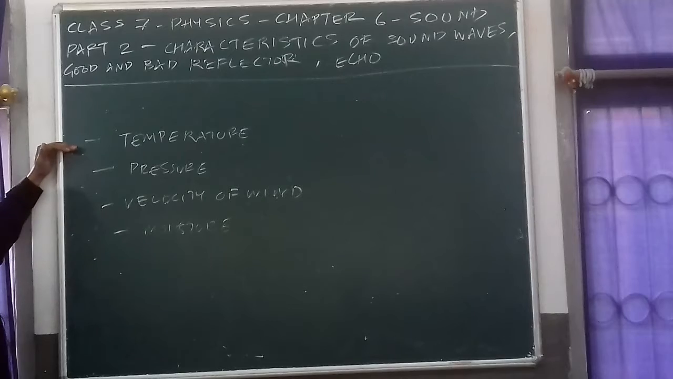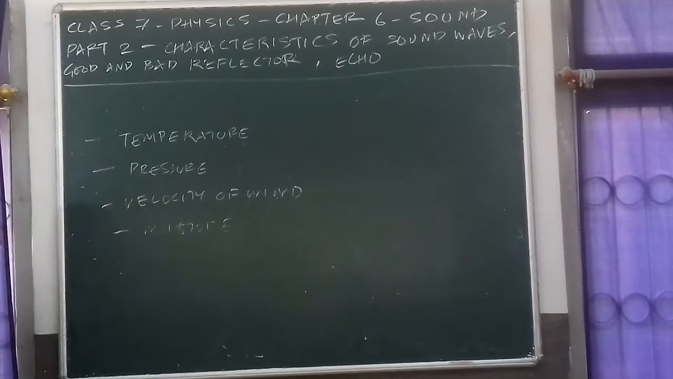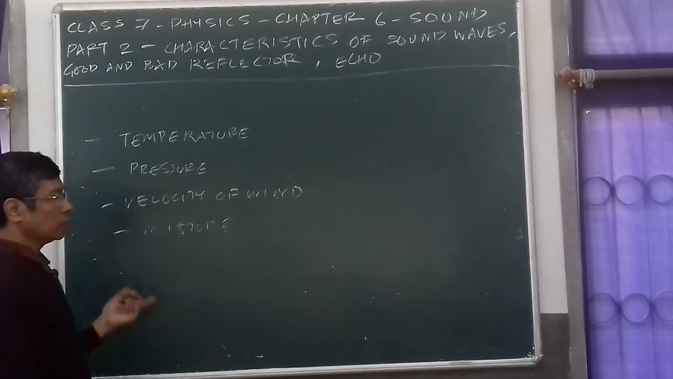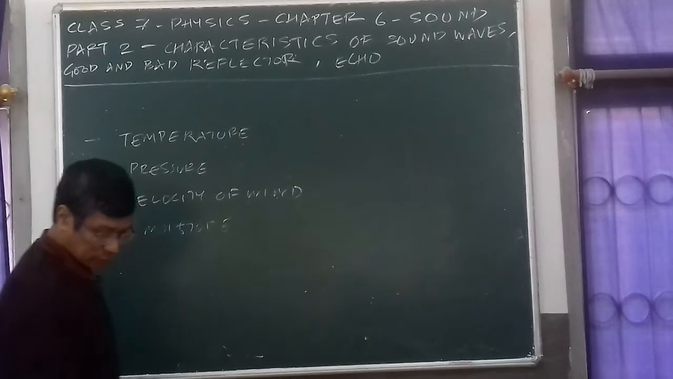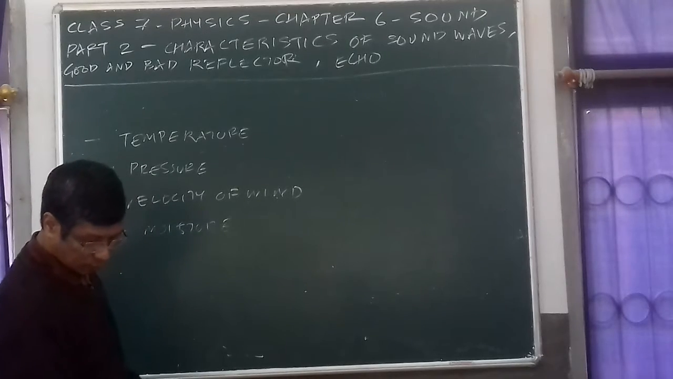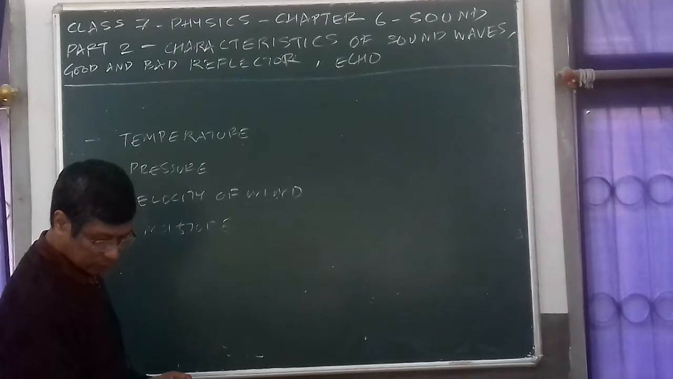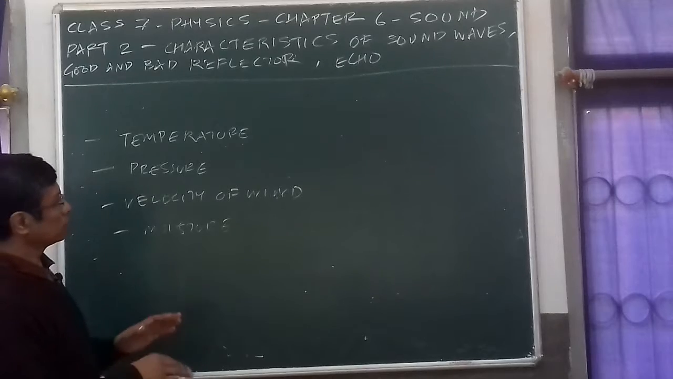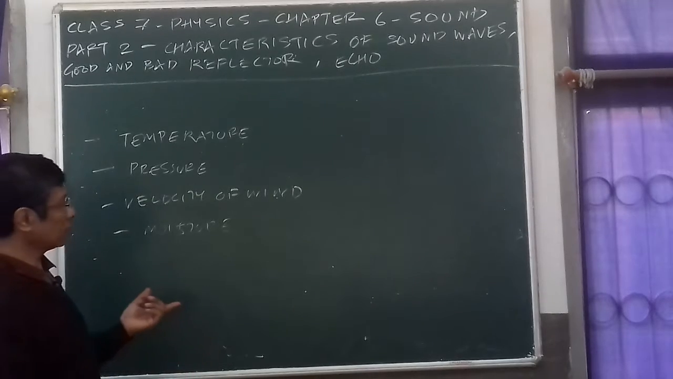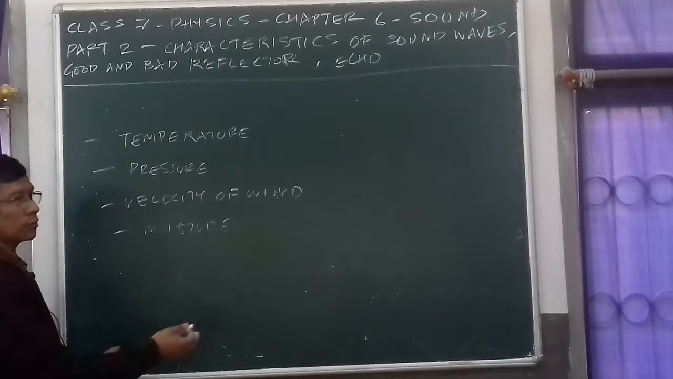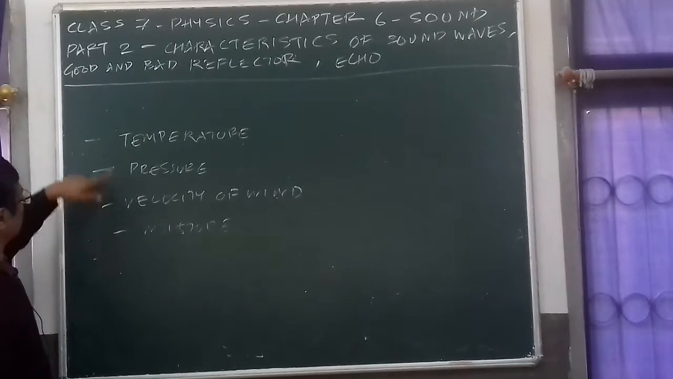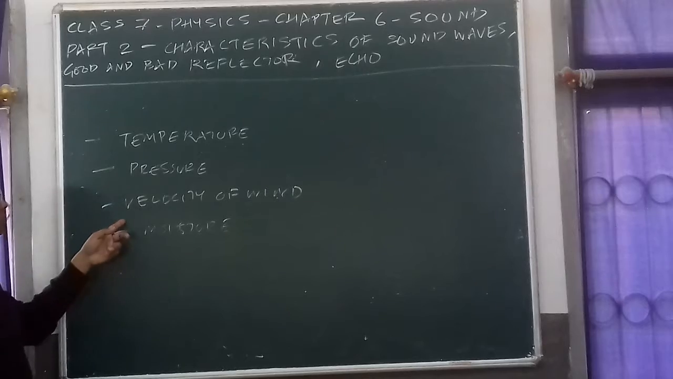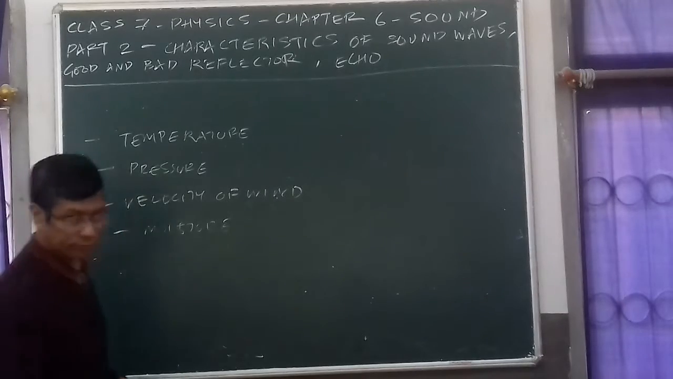So the remaining conditions on which the loudness of sound depends, besides the two others that I discussed before, were the surface area of the surface that is producing the sound, and the distance between the source of sound and the listener. The other four factors are the temperature, pressure, velocity of wind, and moisture.